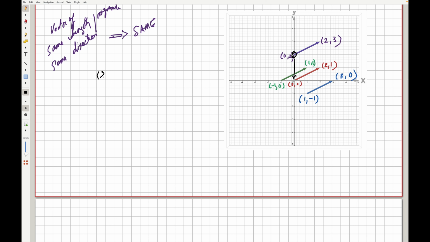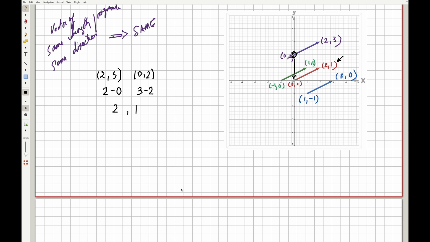So if we have 2 3, I'm repeating myself here, and the tail is 0 2, what we do simply is subtract the following: 2 minus 0 gives us the x value, and then we subtract 3 minus 2, which gives us the y value. So in this case we get 2 comma 1, which is the same vector as we have here, the red arrow.